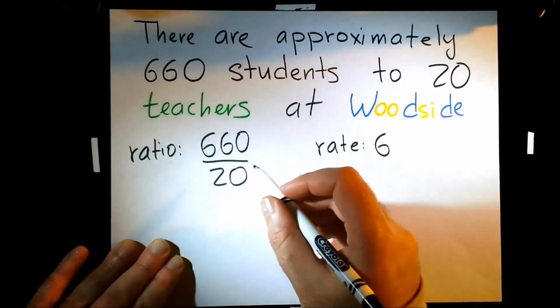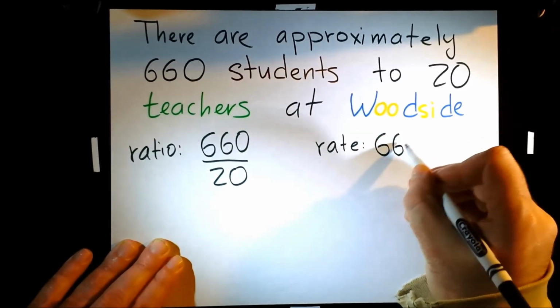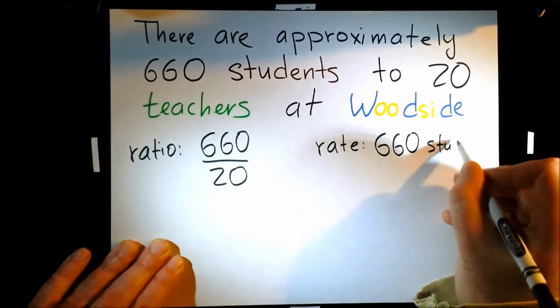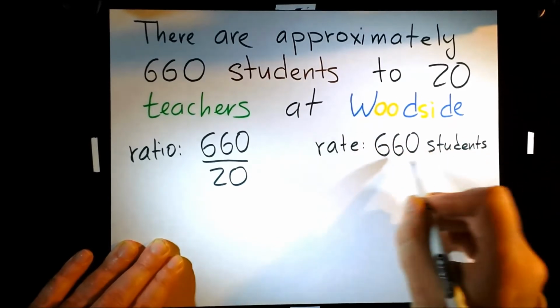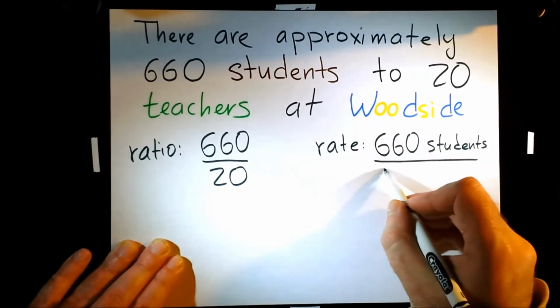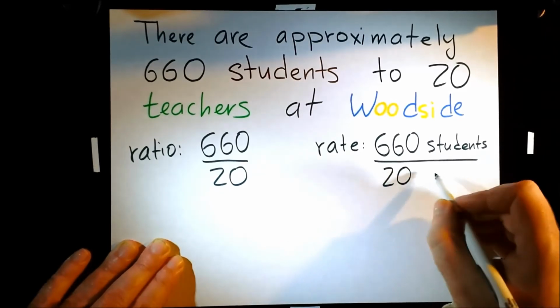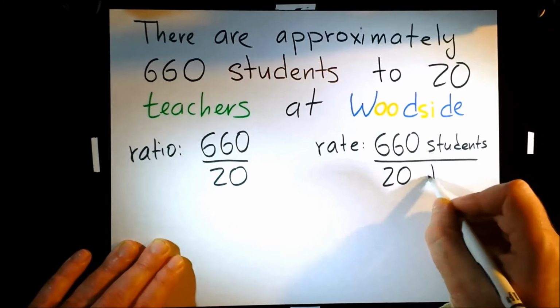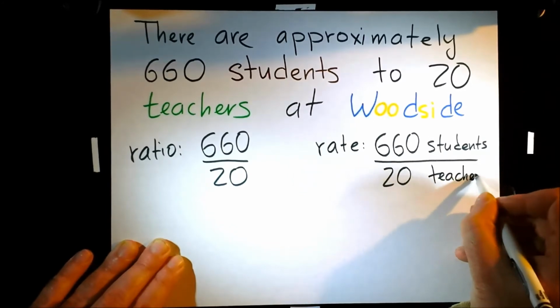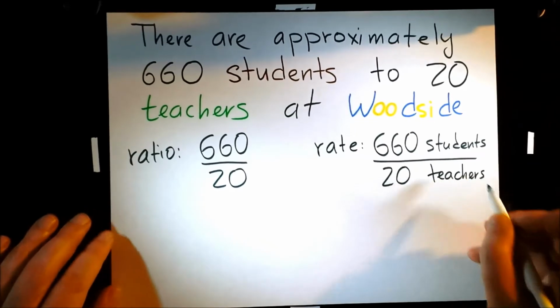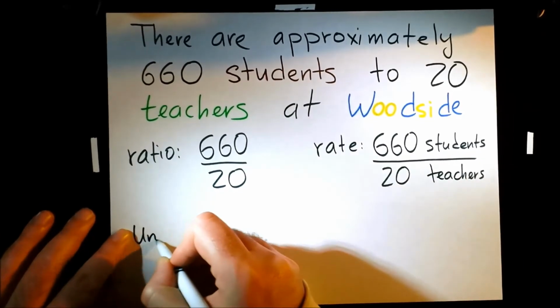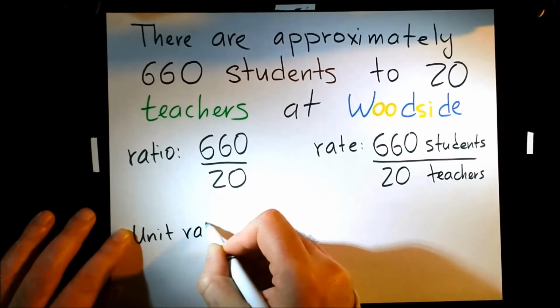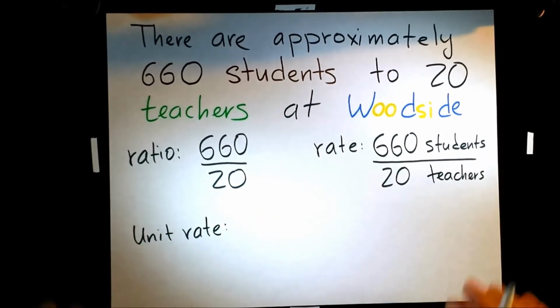All I got to do is include the units with the ratio. So 660 students to 20 teachers. So now I want to find the unit rate. And with the unit rate, I'm trying to get the second part of the ratio to be 1. So I'm going to try to cancel it in such a way that the second portion turns into 1.